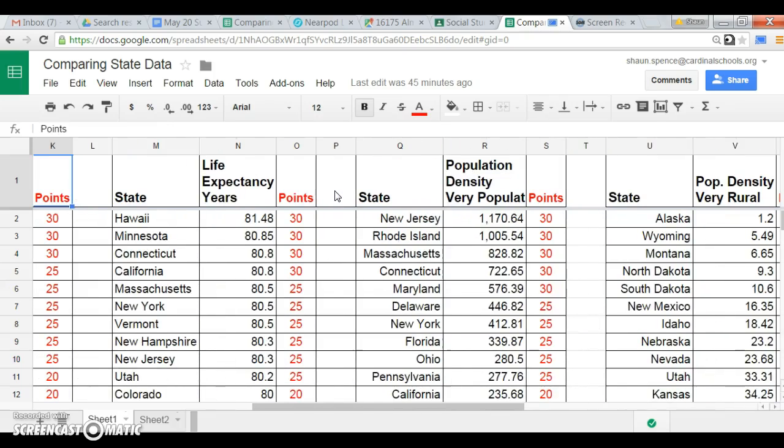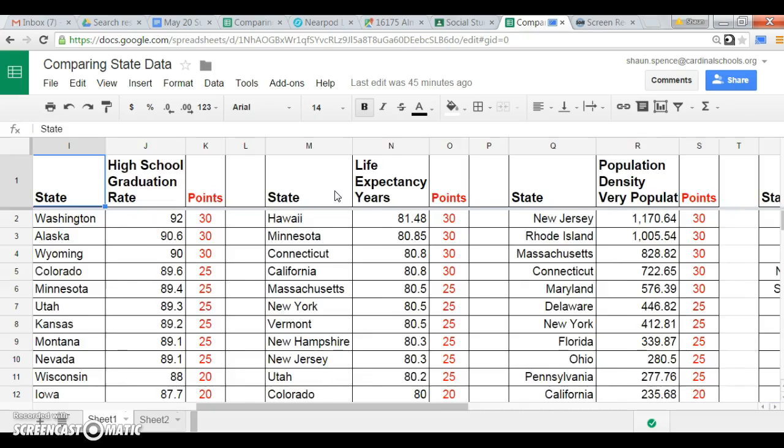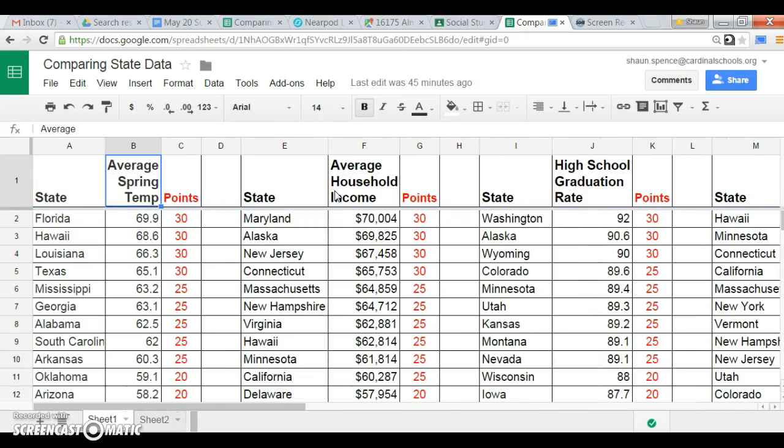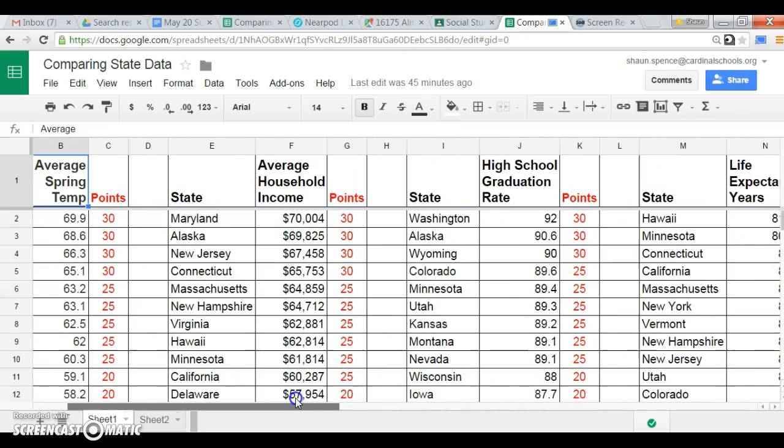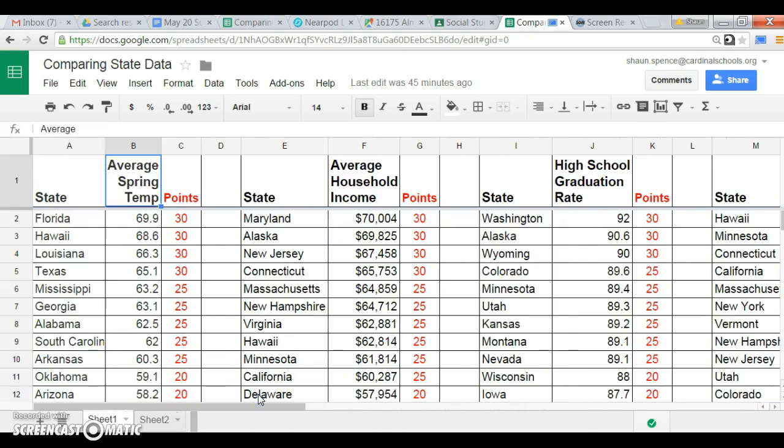Then you'll pick 3 more: life expectancy, high school graduation rate, average household income, or average spring temperature. So of those other 4, either temperature, household income, which has to do with jobs and money, graduation rate, where we're looking at the schools, or life expectancy, you decide which 3 are the most important out of those. What we're trying to do is use data to say which state would be the most desirable to move to and live in?